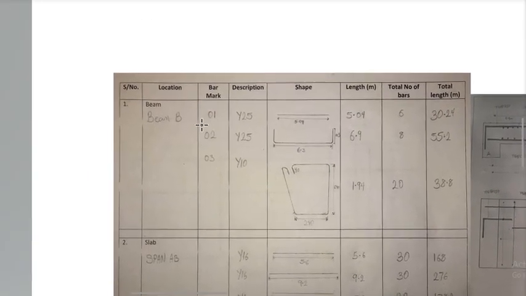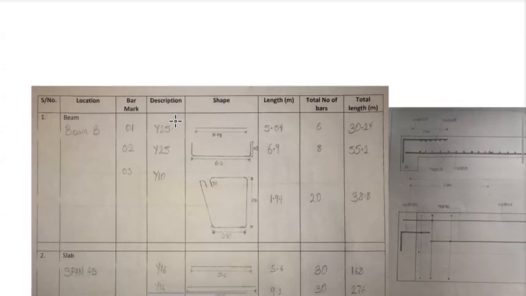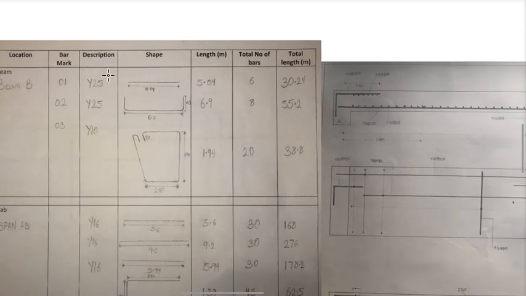Let me first point out to you the key columns here. This is your serial number, just numbers. Then this is the location of where your bar is going to be. In this case, we have beam B because we are designing for beam B in this place. Then this bar mark is basically just tags. So we just name them or tag them O1, O2, O3, and so on. This description is just the description of the bar size and the type, either Y or R, which is high yield and low yield steel.